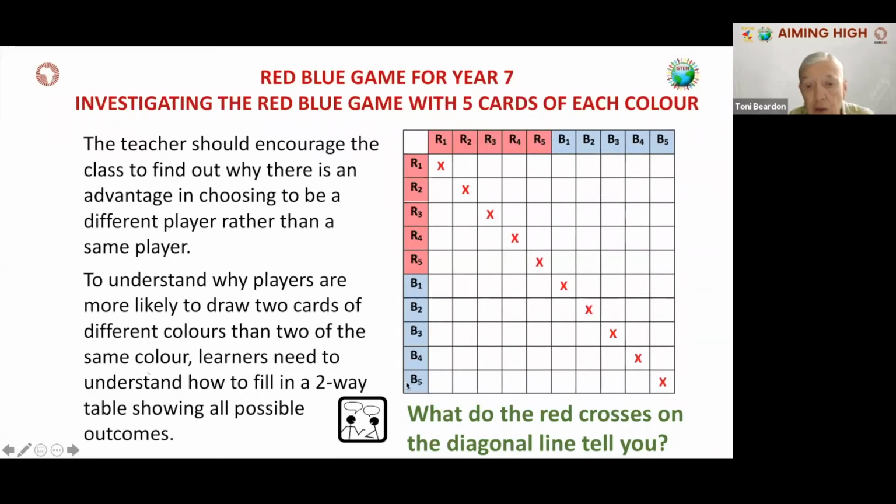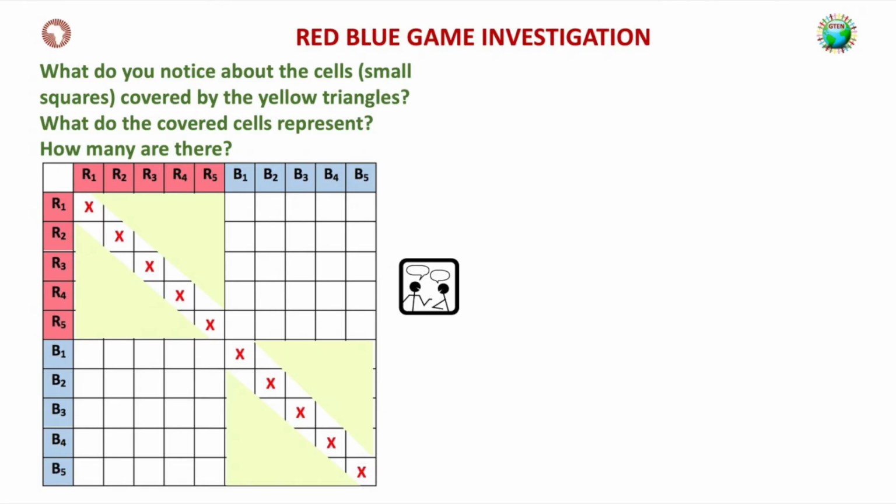show some result. So if we go on to the next slide, I want you to think about this. What you see here is the same sample space diagram, and now I have covered some of the small squares, some of the cells, with yellow triangles. The question is, what do those covered cells represent? And how many are there?